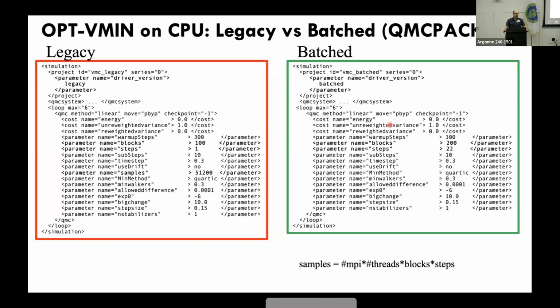But of course, if you don't care about getting exactly 51,000 samples and you're fine with getting more than that, this input on the right, if you ran on more nodes, would simply produce more samples in the optimization. And for many cases, that's fine. You just want to use the available work that you have.